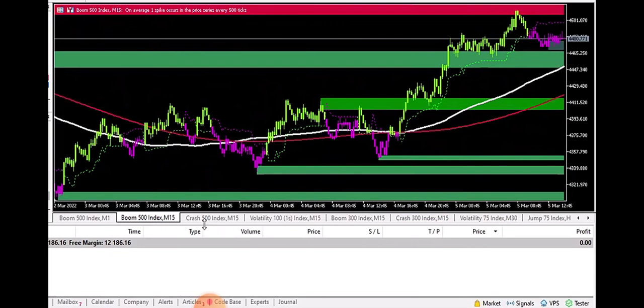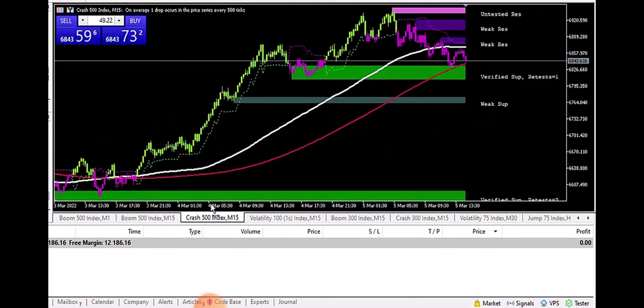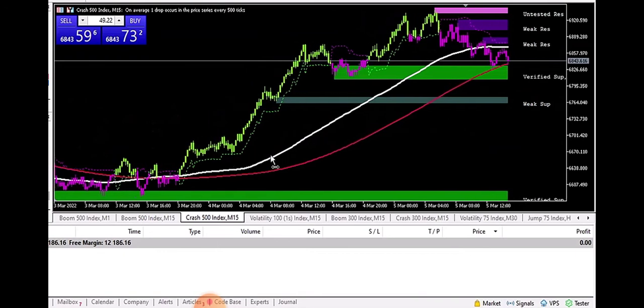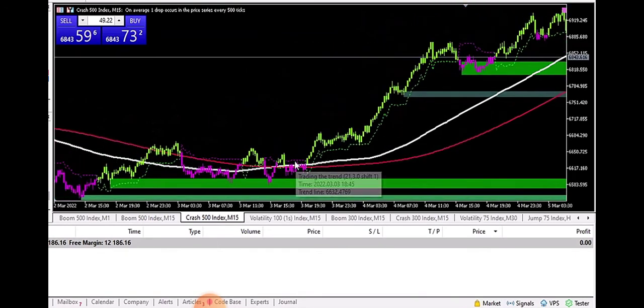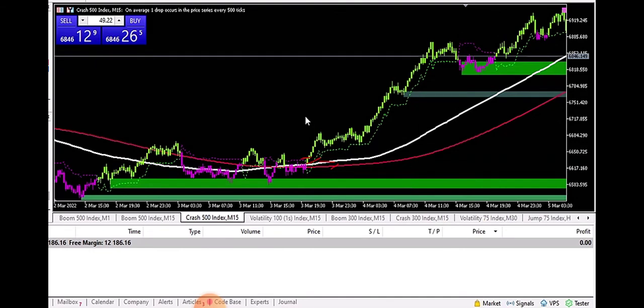Okay, I want to see a situation whereby we make a loss here, so that you understand while you're trading. If you make a loss, you know how to close your trade before you go and blow your account unnecessarily. Okay, now the price is above these two. This is Crash 500. The price is above the two moving averages, so it's a buy.